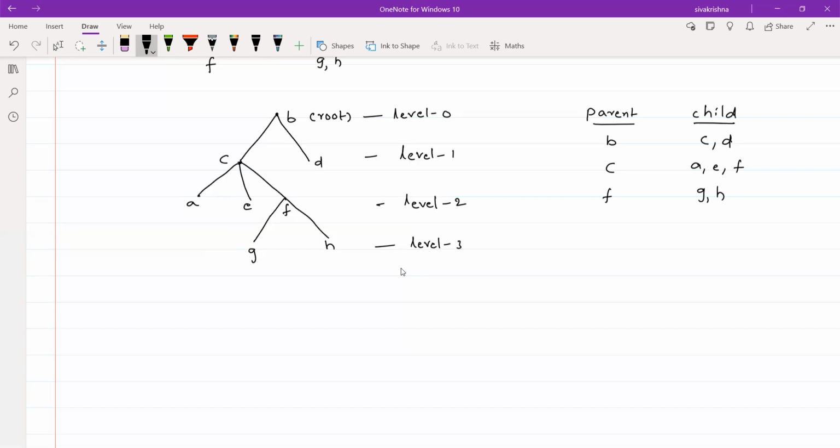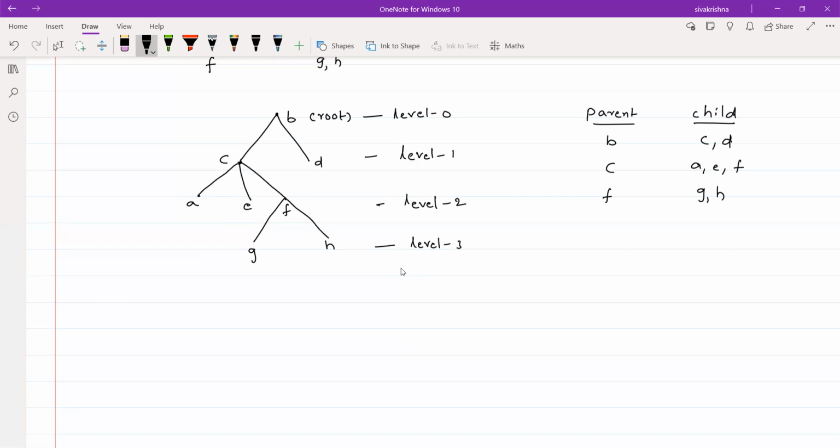Okay, so whatever root you have selected, that particular vertex can be treated as a level 0 vertex, and after that, the vertices you have drawn from that vertex can be treated as level 1, and after that we treat it as level 2, and similarly level 3, and so on. We can treat levels in this way, and also the table of parents and children in this way.